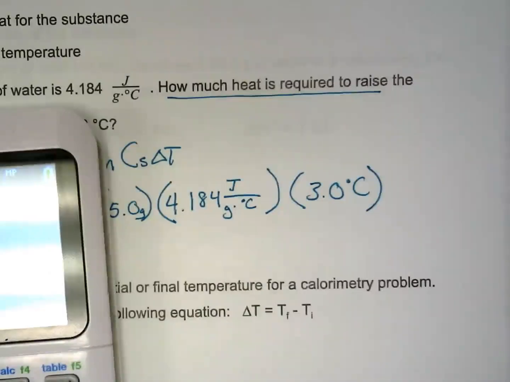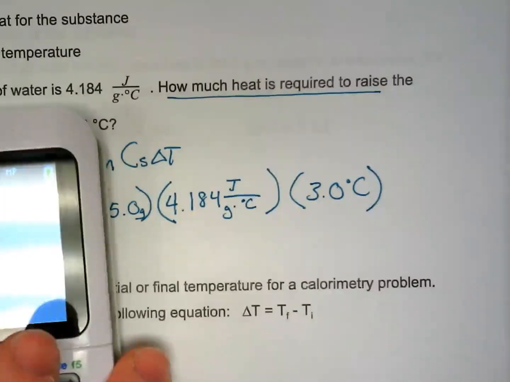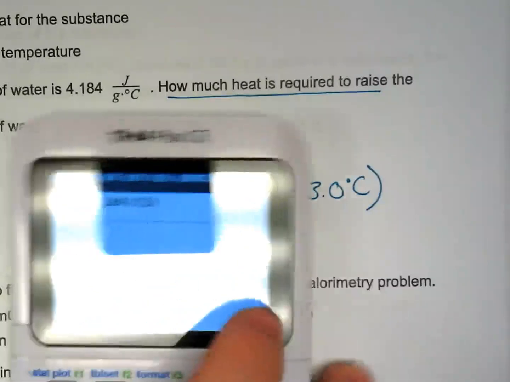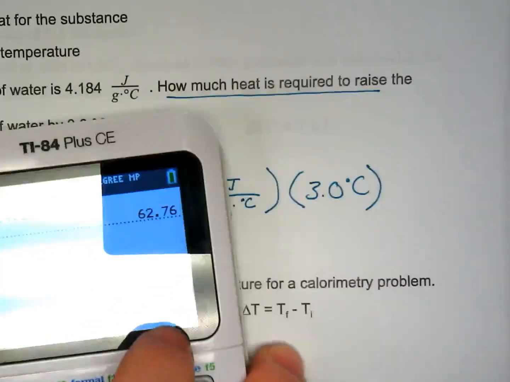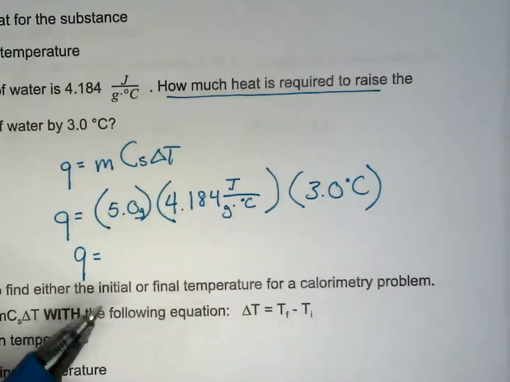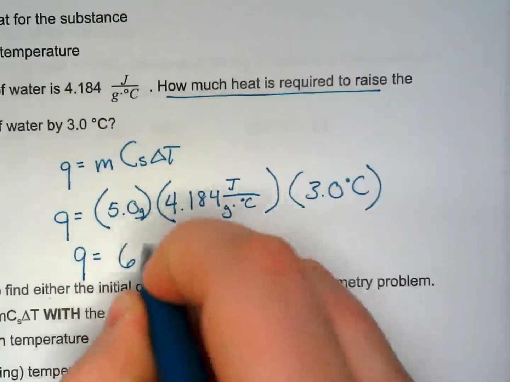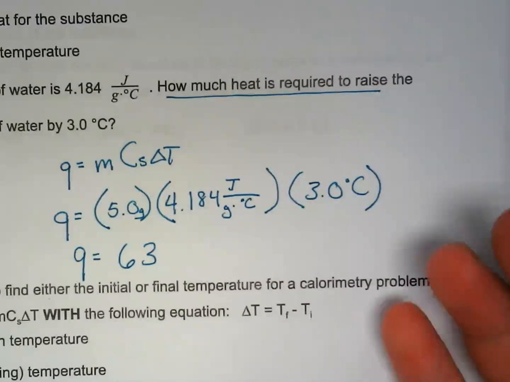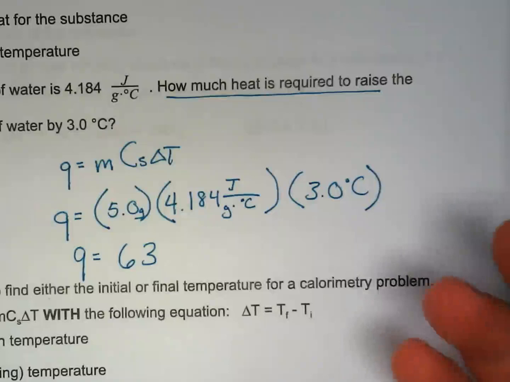Okay. Then when you plug all that in, it should be 5 times 4.184 times 3, and you should get 62.76. What's my number of sig figs? Well, it looks like it's going to be 2, so it's just going to be 63. Now what we're looking for is heat. We know it's joules off the top of our head, but let's just make sure it's joules.